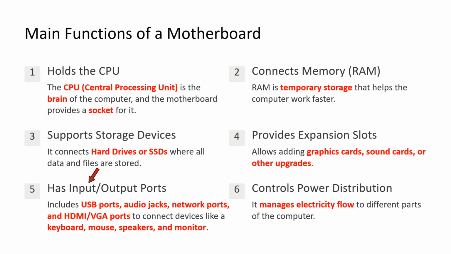Fifth point is has input or output ports, which include USB ports, audio jacks, network ports and HDMI or VGA ports to connect devices like keyboard, mouse, speakers and monitor. Sixth point is controls power distribution. It manages electricity flow to different parts of the computer.